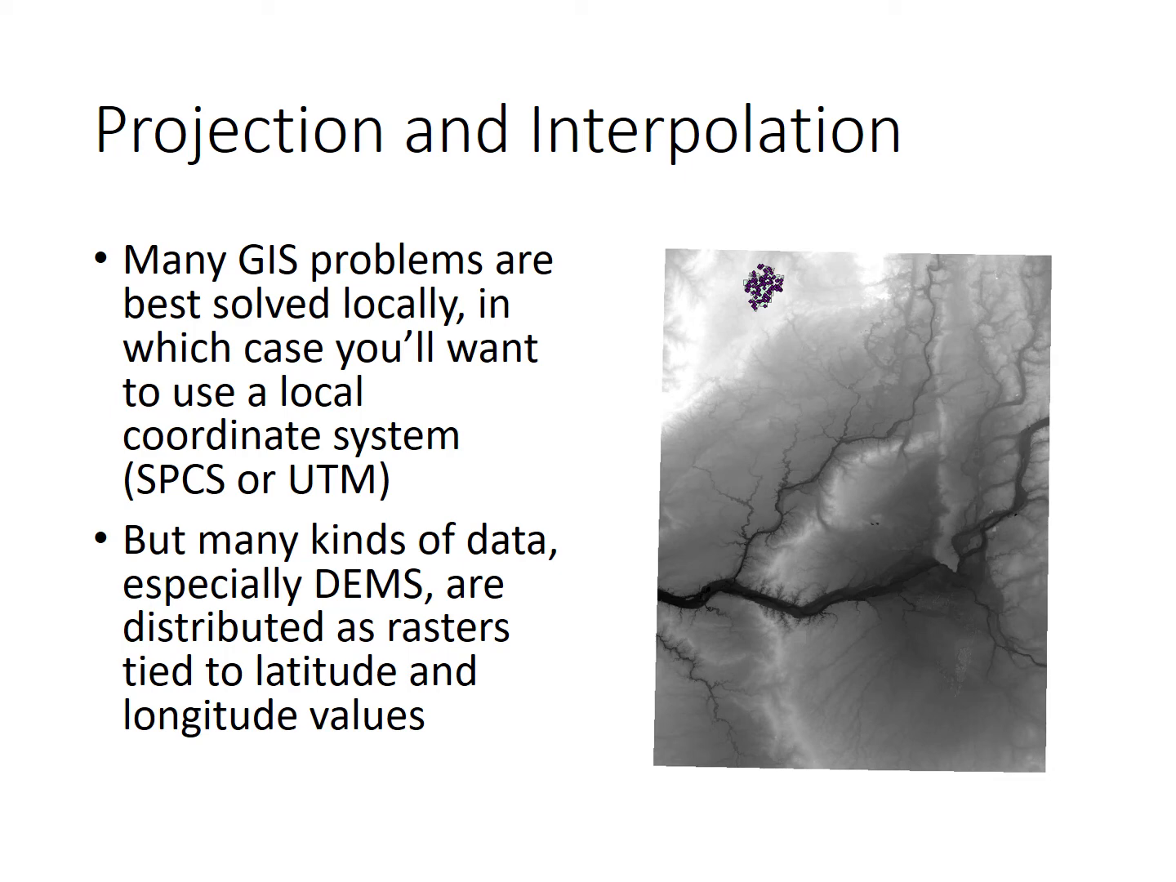So many kinds of data come to you in different coordinate systems. You might download the boundary of the city of DeKalb, and that's in UTM, or the state plane coordinate system. But you may download something else, like elevation data, that comes to you in WGS 84, or just latitude and longitude more generally.